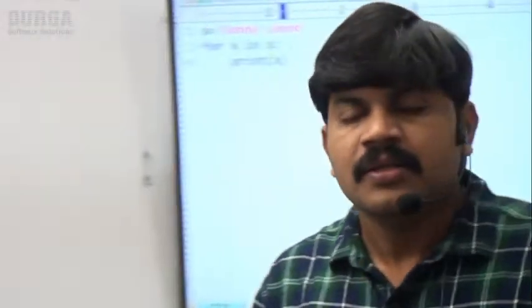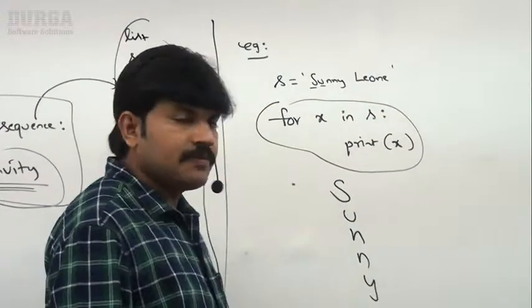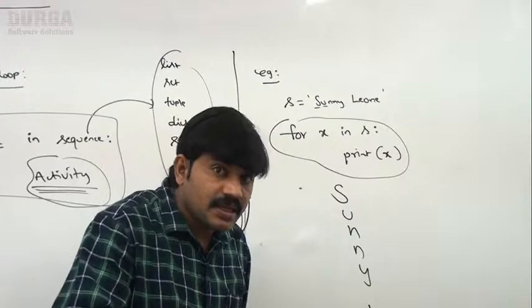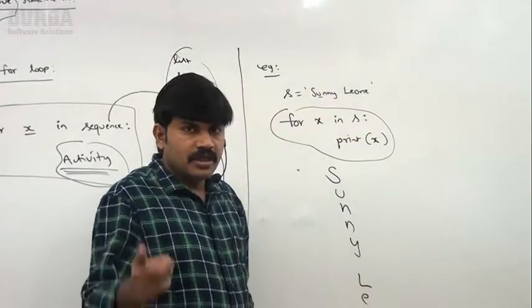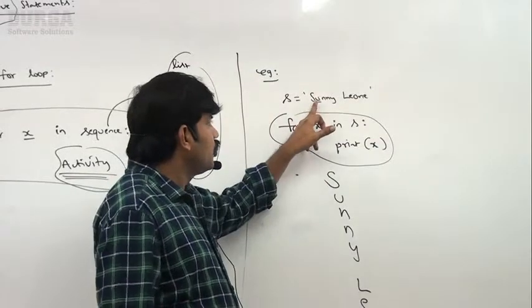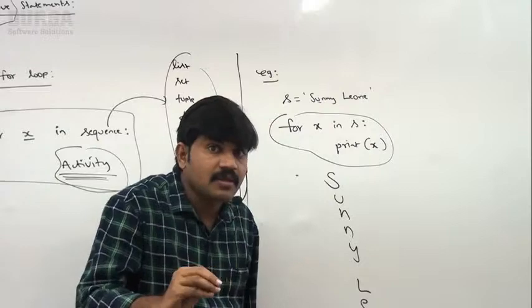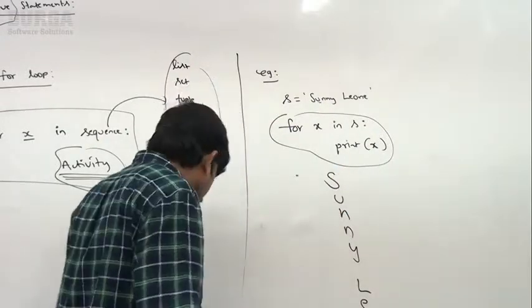Okay, now I want to extend this program to the next level. I want to print the character present at a specified index. This S is available at index 0, next U is available at index 1. I want to print the corresponding index also in addition to the character. How can you do that, sir?